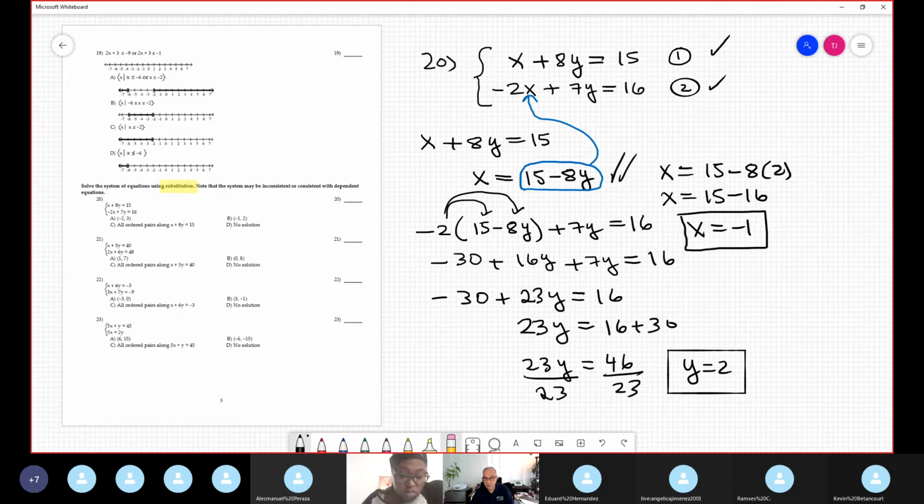Okay, entonces my solution is the ordered pair -1, 2. Remember, you copy the x and you copy the y, like that. -1, 2, no? B. Let me check if I have the answer key here. I'm checking, we are doing 20, B. Yeah, 20B. Any question? Substitution.